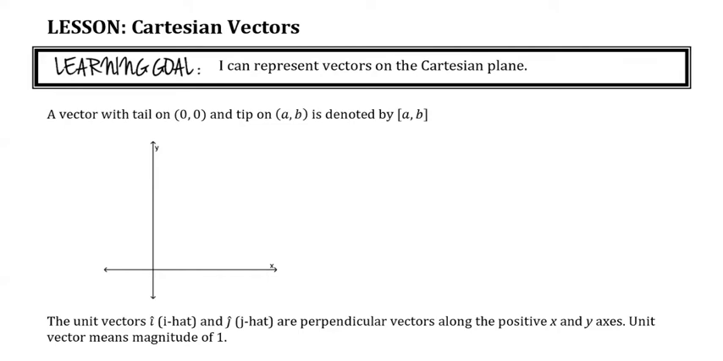We're going to start, though, with the definition of a vector in the Cartesian plane. And that is a vector with its tail on 0, 0, and its tip on point (a, b). So these are both points. We denote that vector with square brackets and the same coordinates as the point (a, b). So I'm going to go ahead and draw this. It starts on the origin and it goes to some place like this.